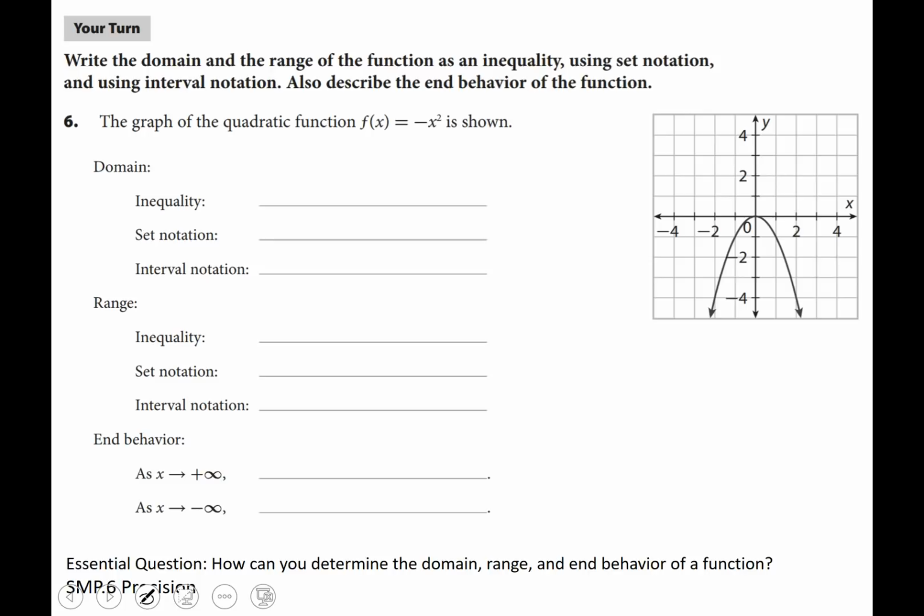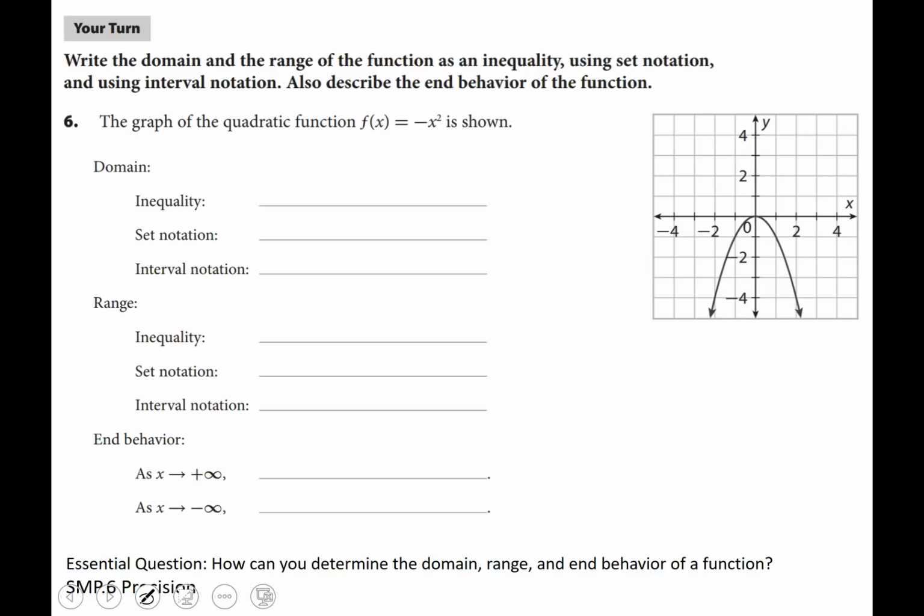Right, the domain and range. Okay, so this one is one you're supposed to try on your own. We've done this a few times, so if you want to try it on your own, go ahead and pause the video, or you can follow along with the video here. Write the domain and range of the functions, inequality, set notation, interval, describe the end behavior.